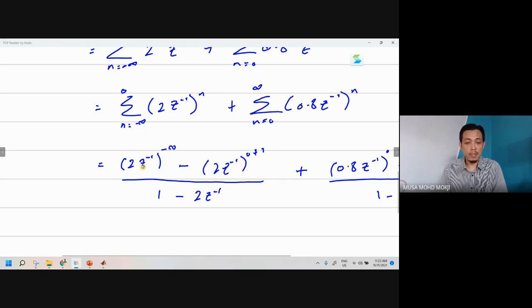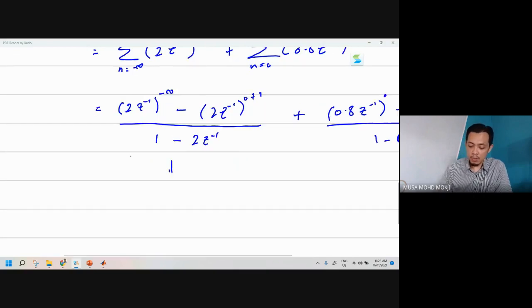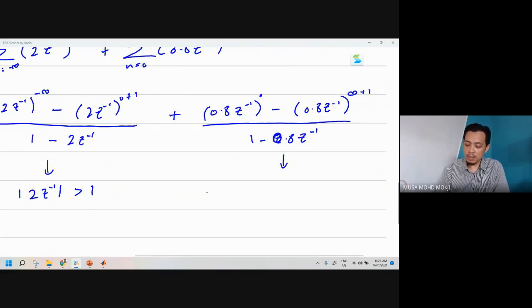So this term, this common ratio, is supposed to be greater than 1. Okay, it needs to be greater than 1. And this one, because this one to the power of 0 is simple, it becomes 1. But this one, you have to the power of infinity. So to make sure that it converges, right? So that's 0.8z minus 1 supposed to be less than 1. It needs to be less than 1.